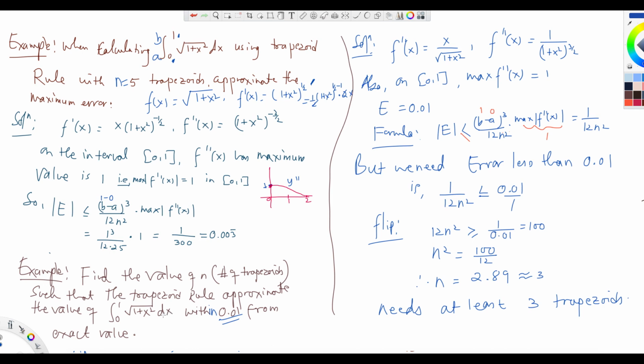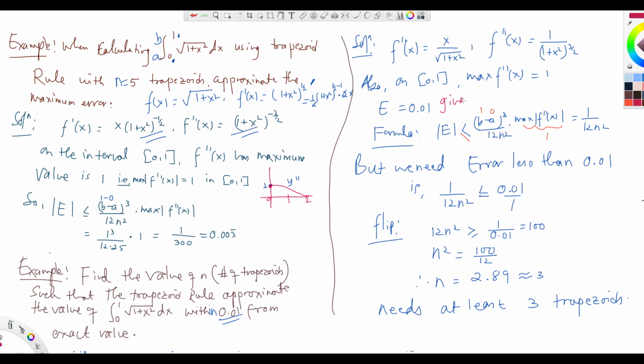If you want to have an error less than 0.01, what you do is you plug in here, and whatever term you get, you set that less than 0.01. That's what you do, okay? Let's do that. So f prime of x is x over 1 plus x squared, and f double prime of x is that thing, right? Also on [0, 1], the maximum of f double prime of x is 1. So what is given is the error is 0.01. This is also given, okay?